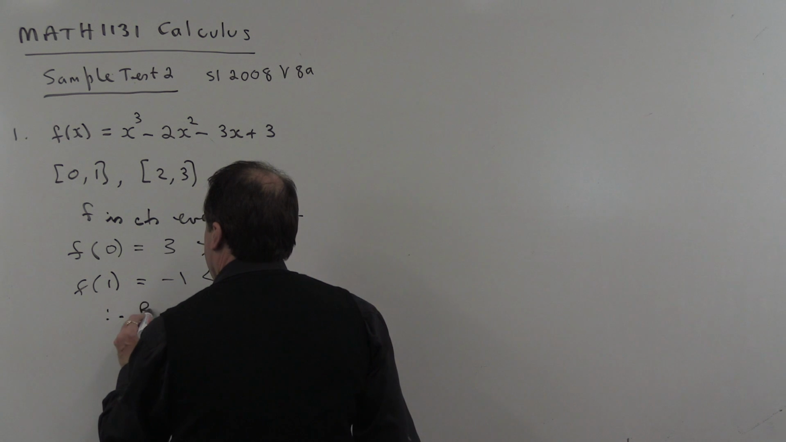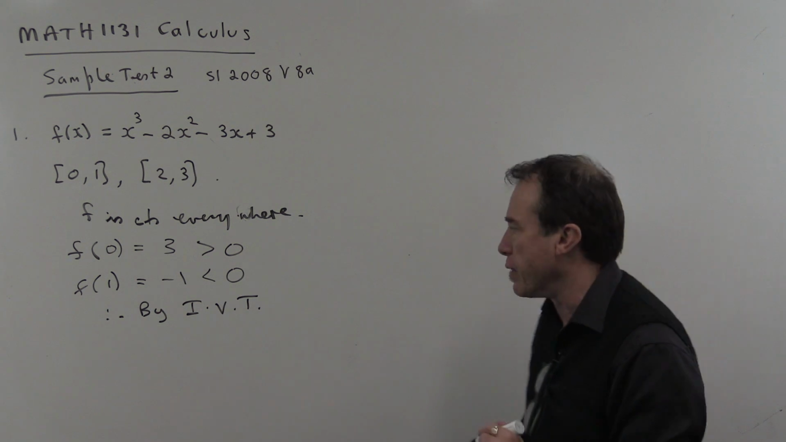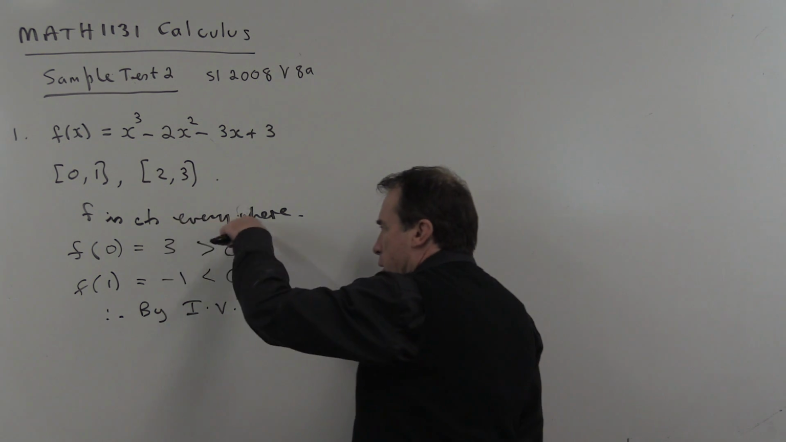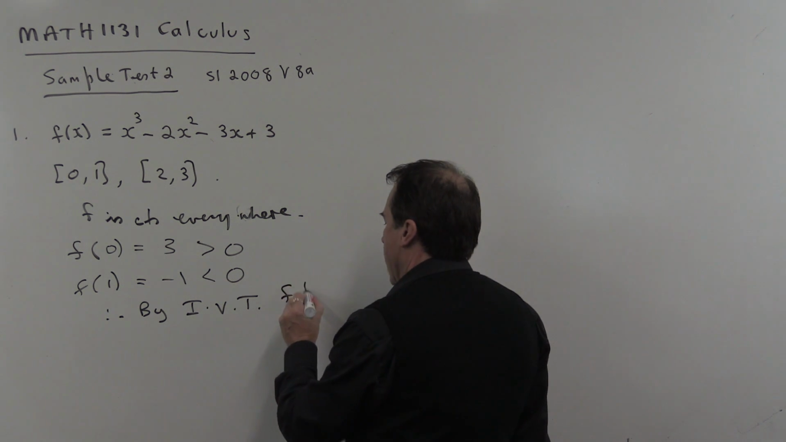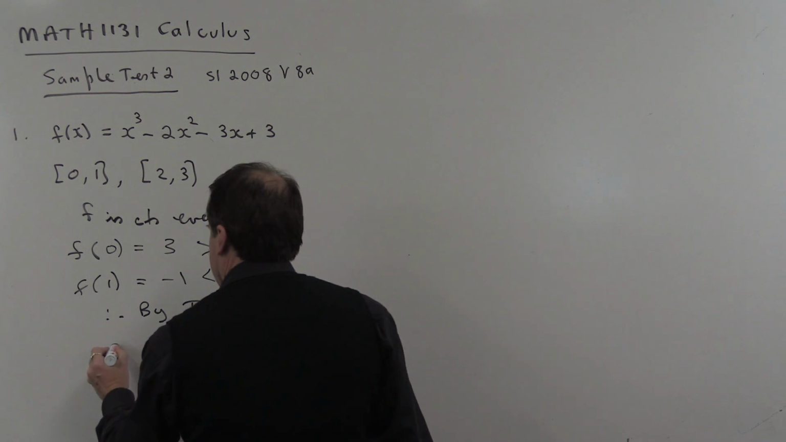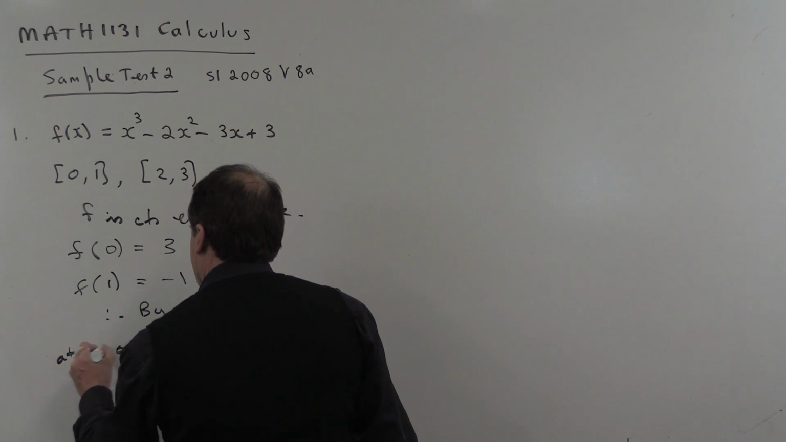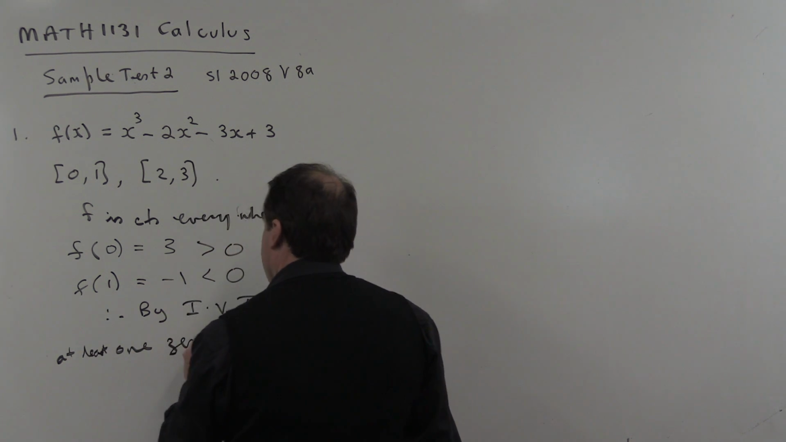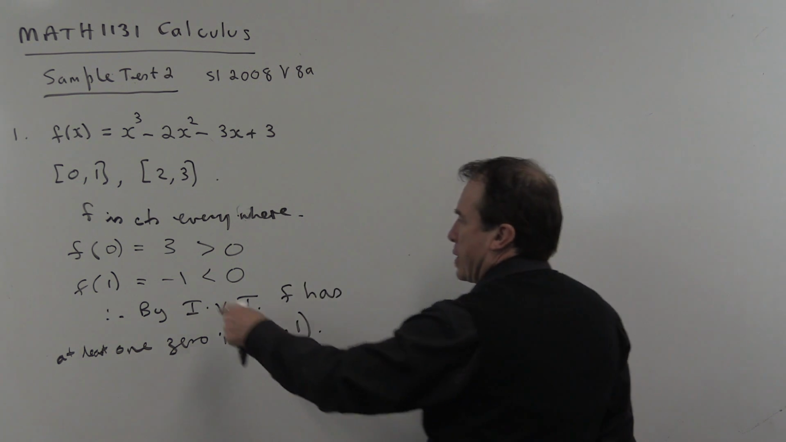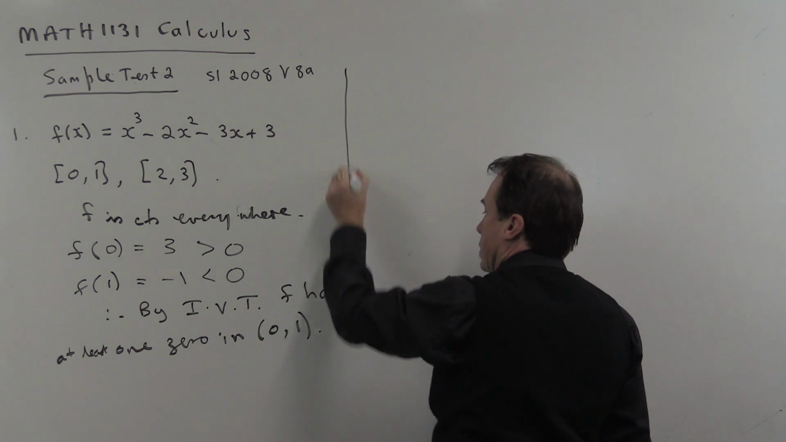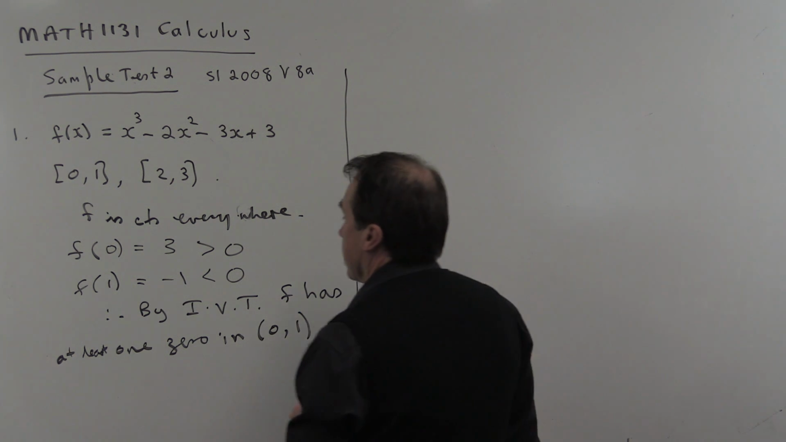And therefore, by the intermediate value theorem, by IVT, you can abbreviate it as IVT. That's important, the fact that I've mentioned it's continuous. So by the intermediate value theorem, f has at least 1 zero in the interval between 0 and 1. And I can put round brackets here because we saw that neither of these was 0. In fact, it's got exactly 1, but the theorem says it must have at least 1.